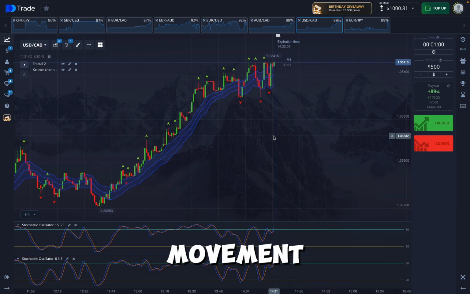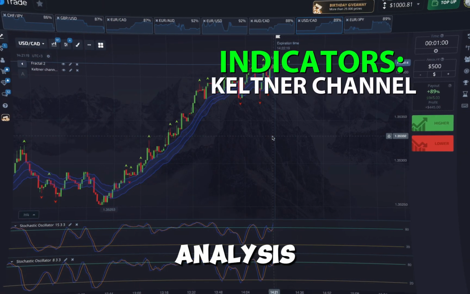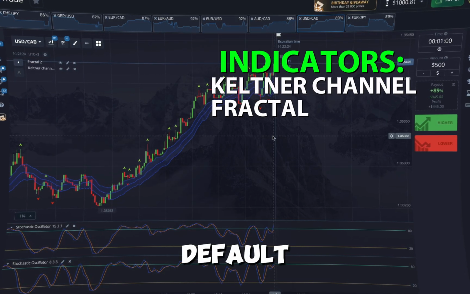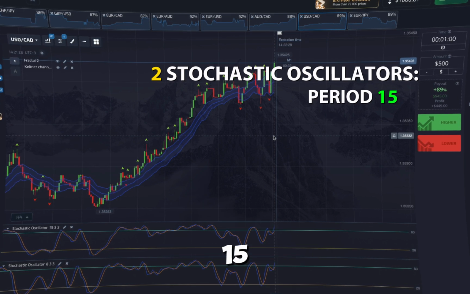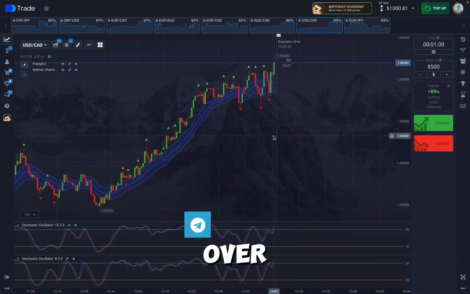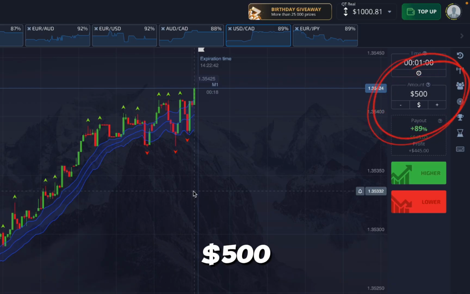Having analyzed the movement for today, I came to the conclusion that it is better to start from the channel indicator, and for today, I took Keltner channel for analysis, and in symbiosis with it, the fractal, with default settings, and two stochastic oscillators, the first with period 15 and the second with period 8. The oversold and overbought areas we leave by default, 20 and 80. Let's start with a deal of $500.